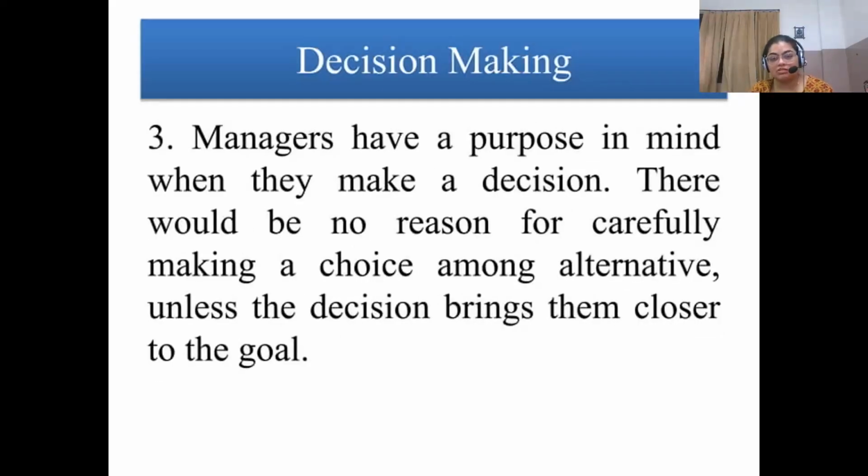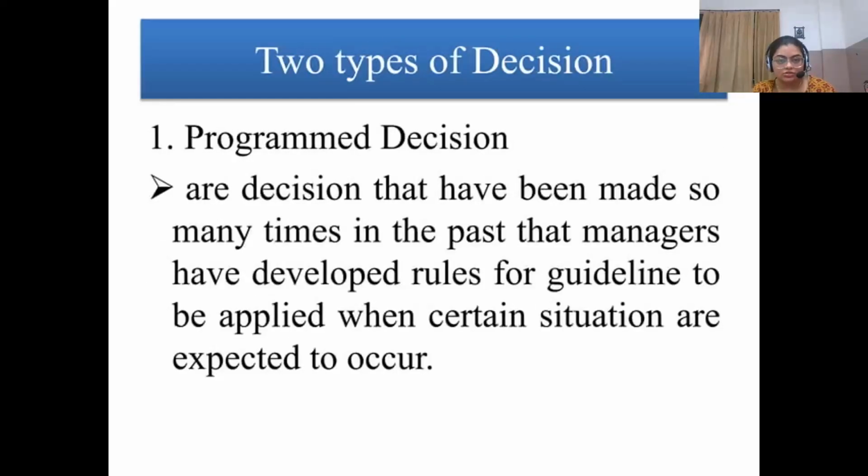Managers have purpose in mind when they make a decision. There would be no reason for carefully making a choice among alternatives unless the decision brings them closer to the goal. So it is mandatory that they should have a purpose in their mind while making a decision. There are two types of decisions: program decisions, which are decisions that have been made so many times in the past that managers have developed rules or guidelines to be applied when certain situations are expected to occur.